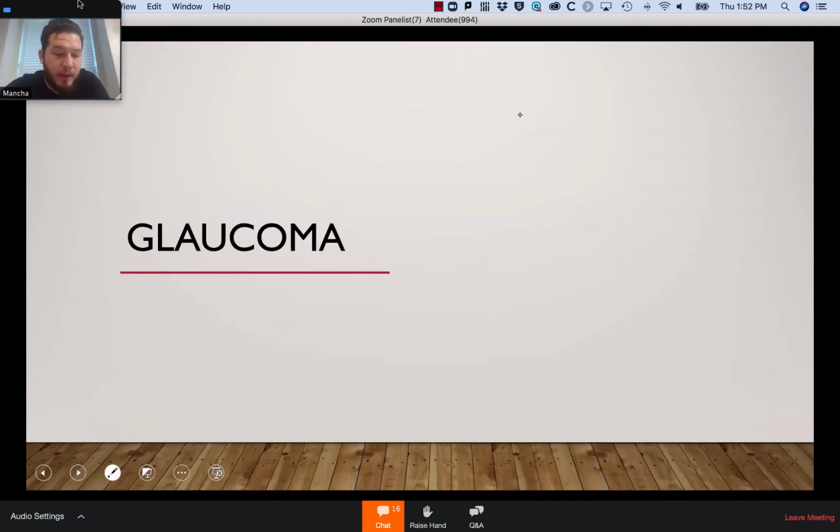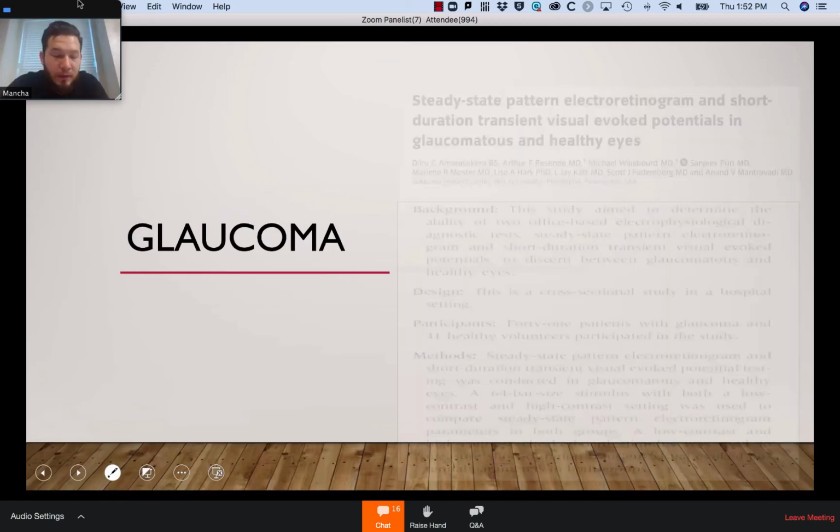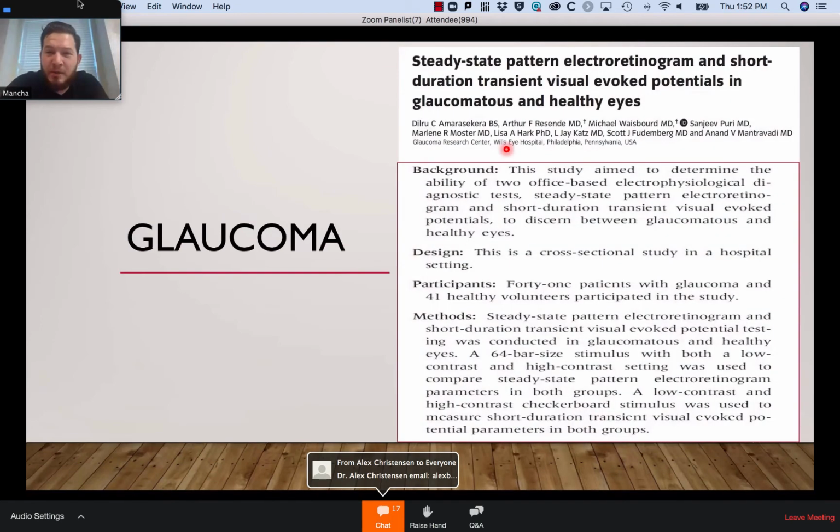Okay, this next study, this one's pretty cool. This one actually came out of Wills Eye Hospital back in 2018, I believe. So it's fairly new. The researchers were interested in using steady state pattern electroretinogram and also short duration transient visual evoked potentials in glaucomatous eyes, and they're comparing to healthy eyes. I like this one because they're using two different types of electrodiagnostic testing, right? They were trying to see if they can use these tests to discern between glaucomatous and healthy eyes.